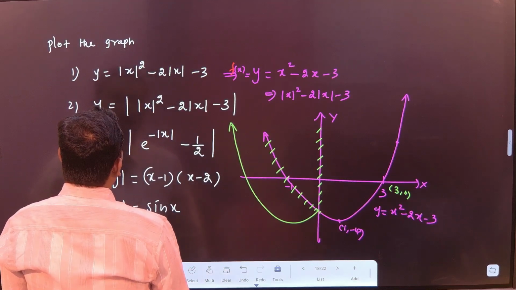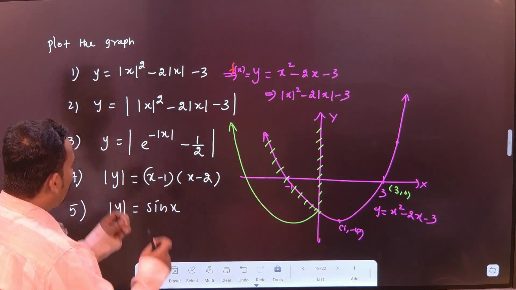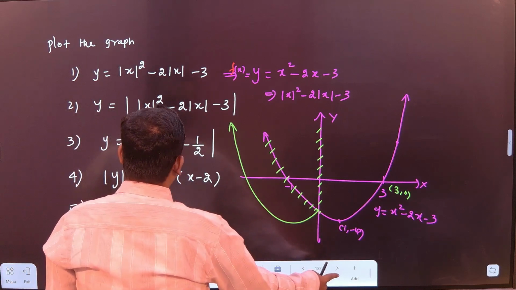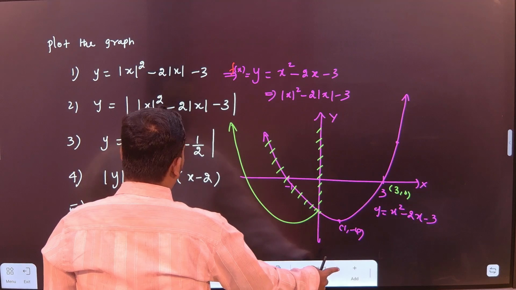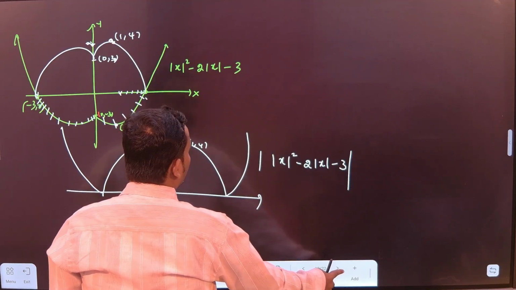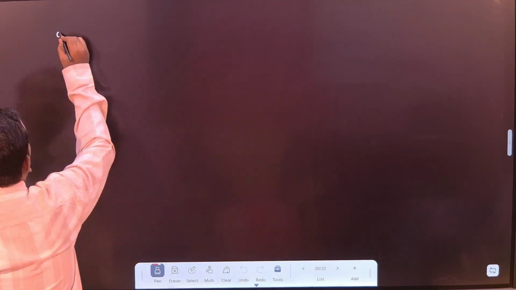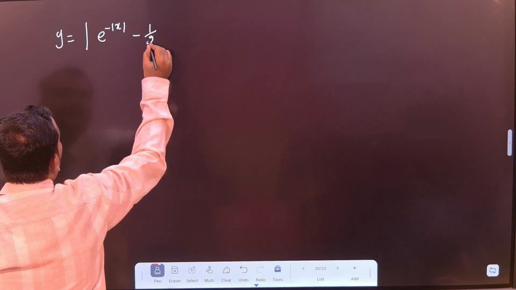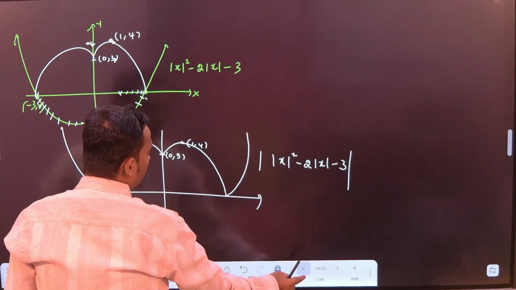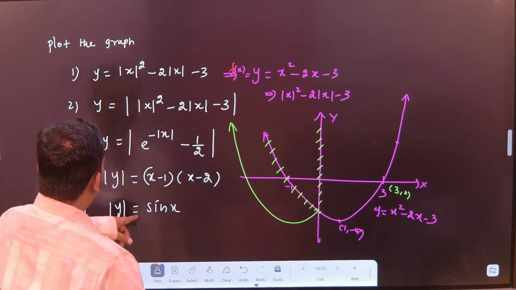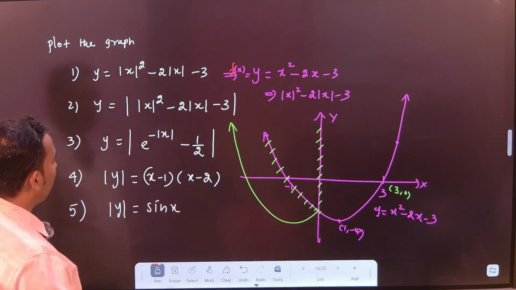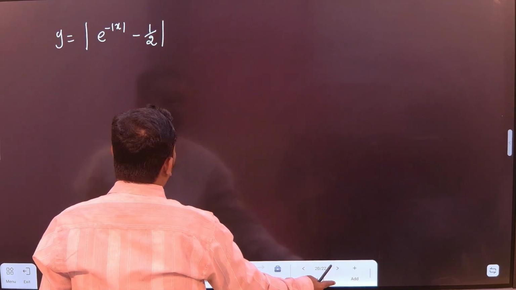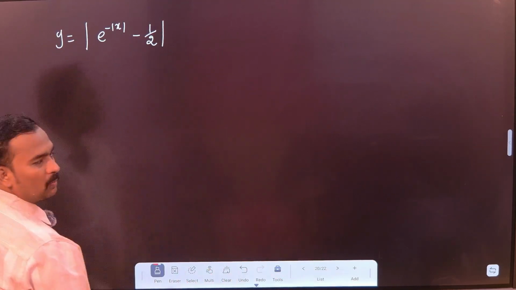You can see, y is equal to modulus of e power minus mod x minus 1 by 2. Check it once again, the question is correct or not? Modulus of e power minus mod x minus 1 by 2. Yes, correct. So what can we do?